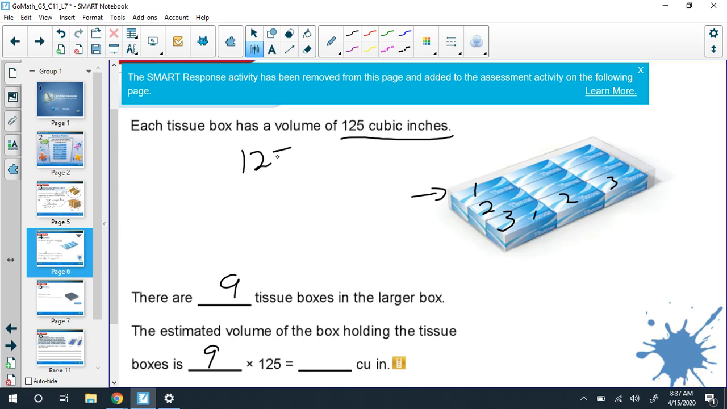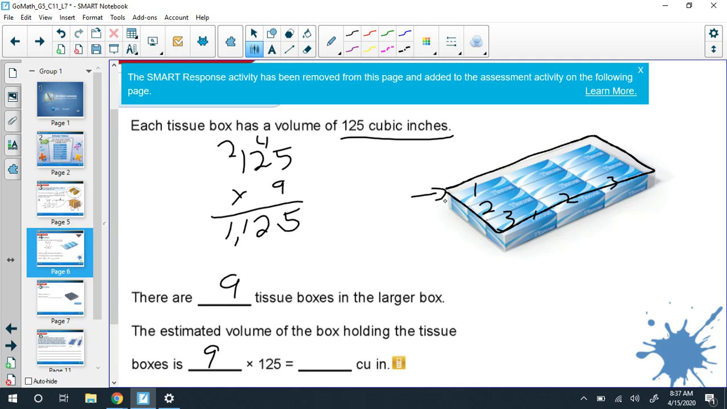So I'm going to do that right here. So 125 times our 9 tissue boxes. That is 45. 18 plus 4 is 22. And 9 plus 2 is 11. So our larger box over here, that we have outlined like this, has a total volume of about 1,125 cubic inches.